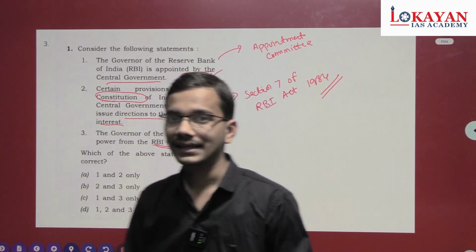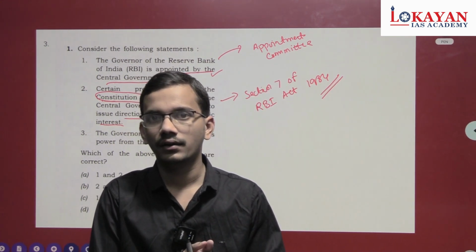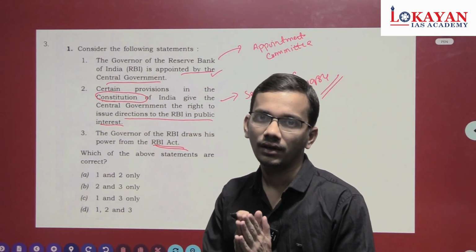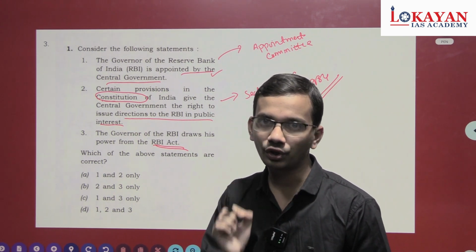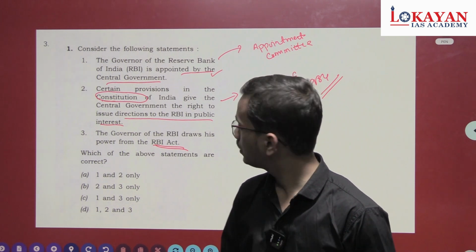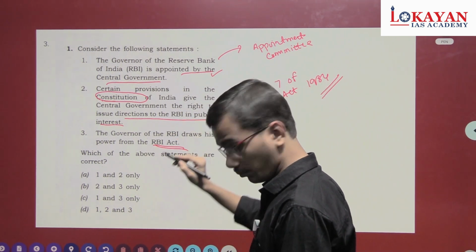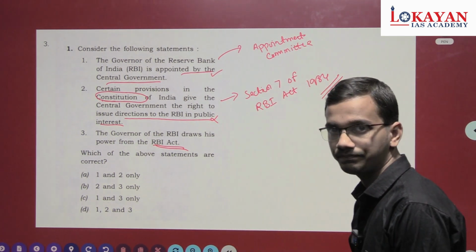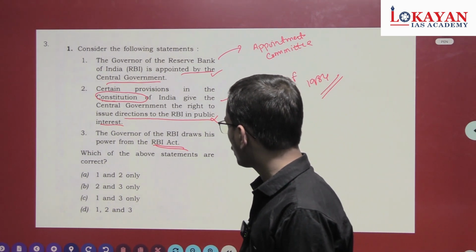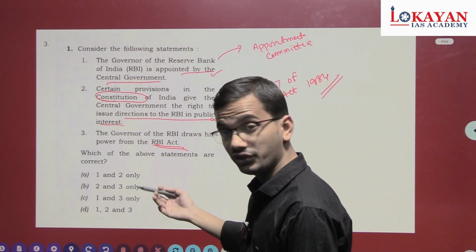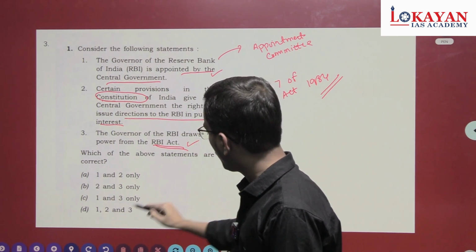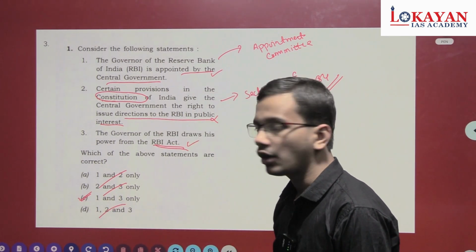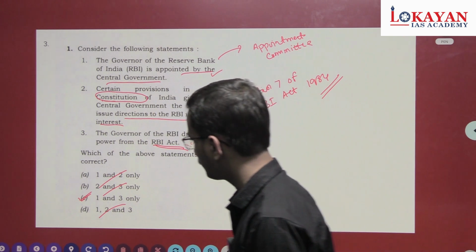So whenever there will be word like provisions of Constitution of India, certain term is clearly defined in Constitution, you should pay more attention and just think whether this is a constitutional provision or some statutory provision. So here statement is wrong because not provision of Constitution but provision of RBI Act 1934. The governor of RBI draws power from RBI Act. Very generic, obvious statement, correct. So by eliminating 2, we get answer as C. So C, 1 and 3 only is the correct answer.